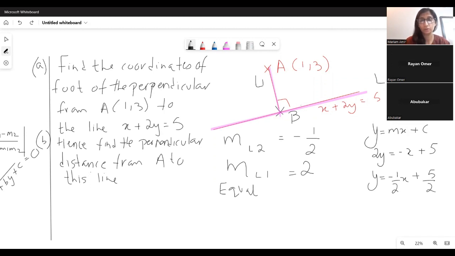Equation of line L1. We have its slope, which is 2. We also have a point. Now we will put the point into the equation.